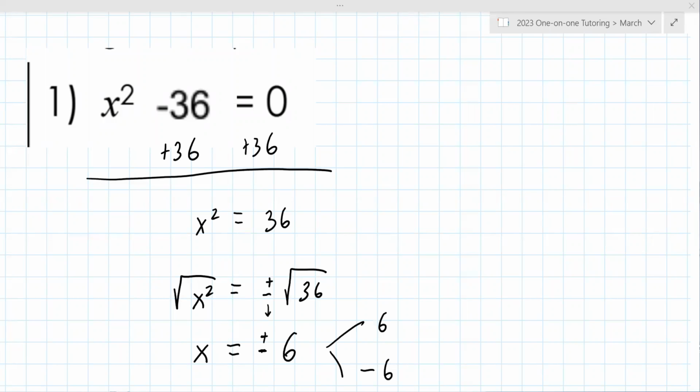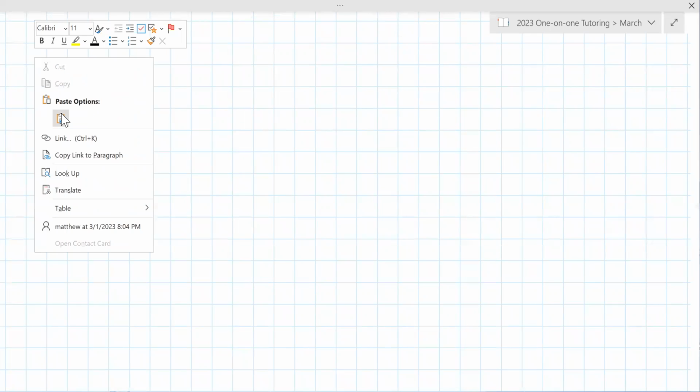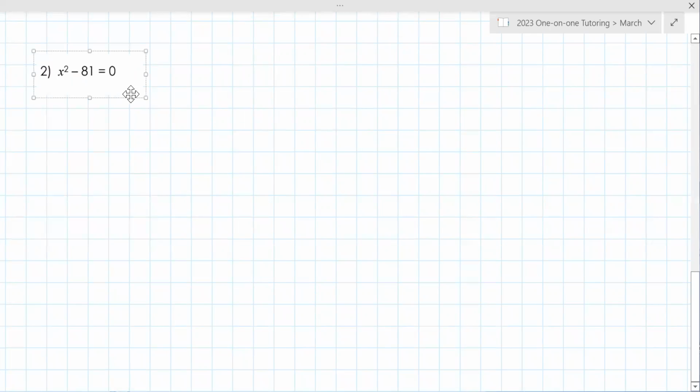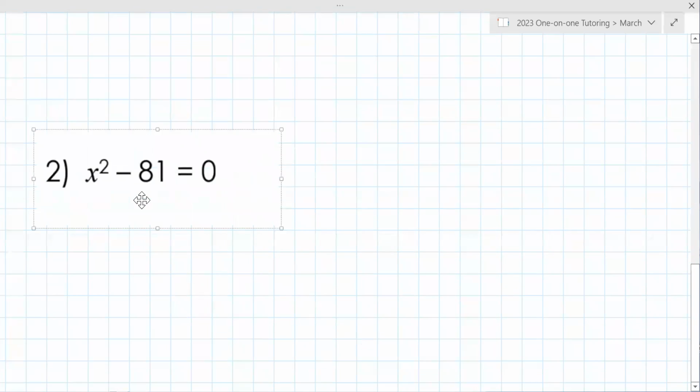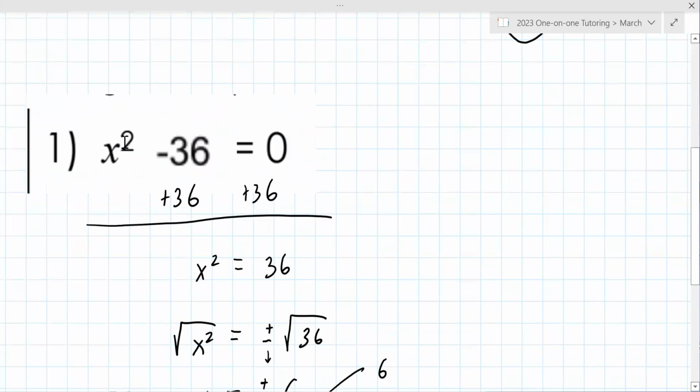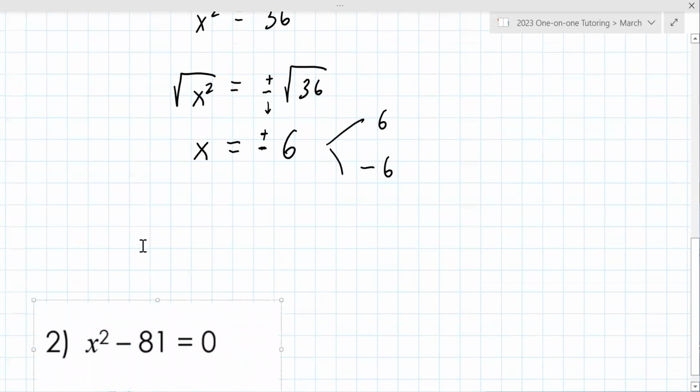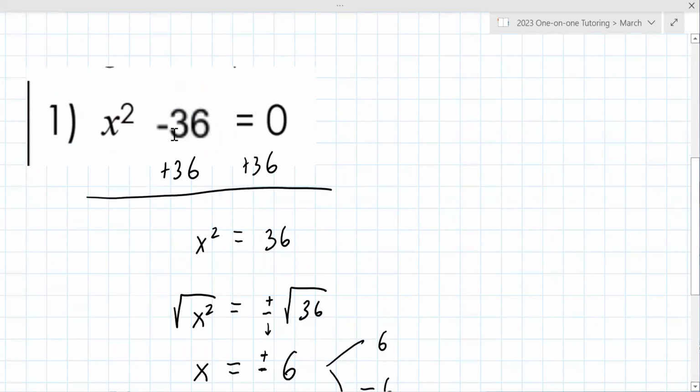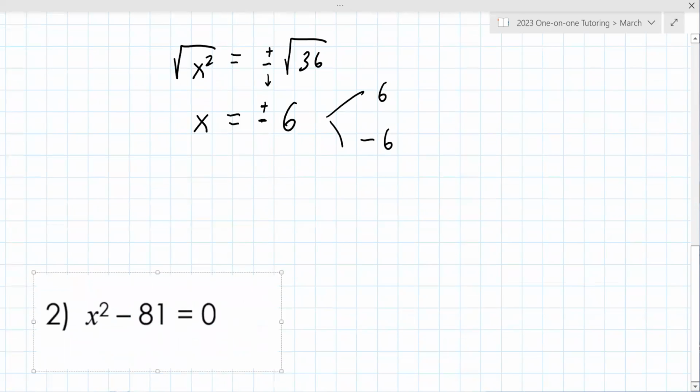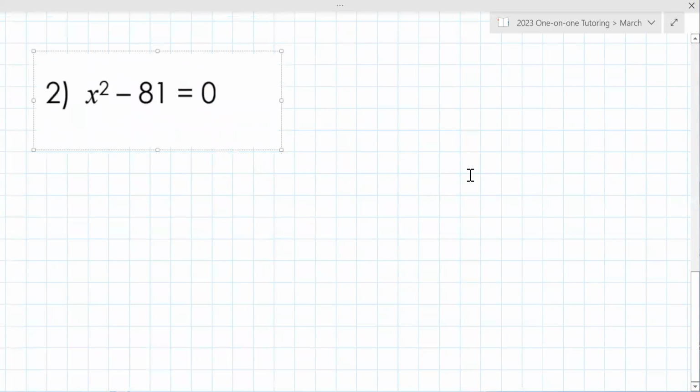All right, let's go to number 2. Did you get all that down, or do I need to scroll up? No, I got it down. Awesome. So this problem is exactly like number 1, except it's a different number. What did we do first in number 1? You added 36. Right. So we're going to do the same thing here, we're just not going to add 36. What should we add to both sides? 81. You can add 81 to both sides.